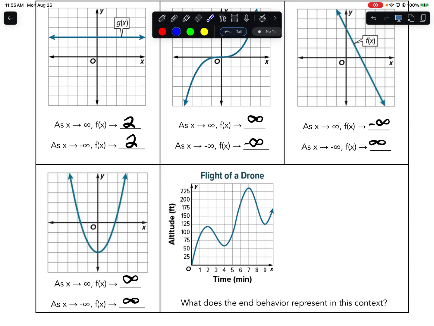So what does the end behavior represent in this context? So we're talking about a drone. What's happening in the function? Let's just talk about what's happening. What's happening right here? Where's the drone? On the ground. How much time's passed? Nothing. Okay, right here. Where's the drone? 100 and change feet up, right? And that took 2 minutes. That's a long time, right? Drone could be 100 feet up in like 10 seconds, 5 seconds, depending on your drone, right? And it's going up, and it's technically going up forever.